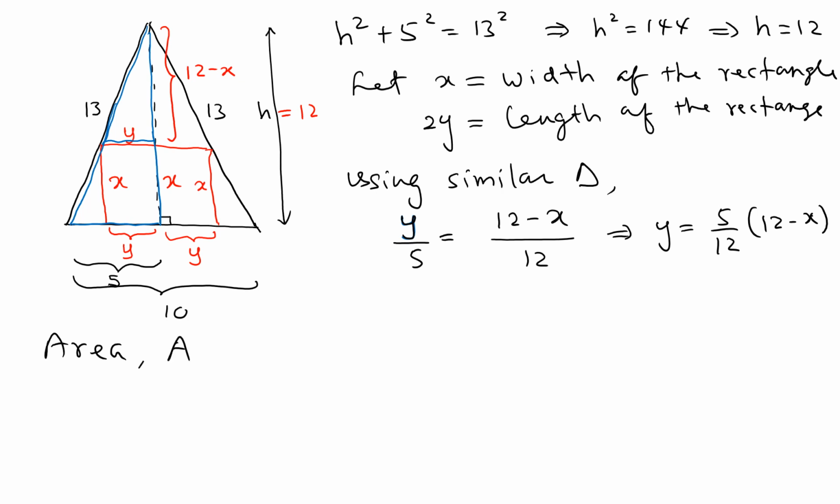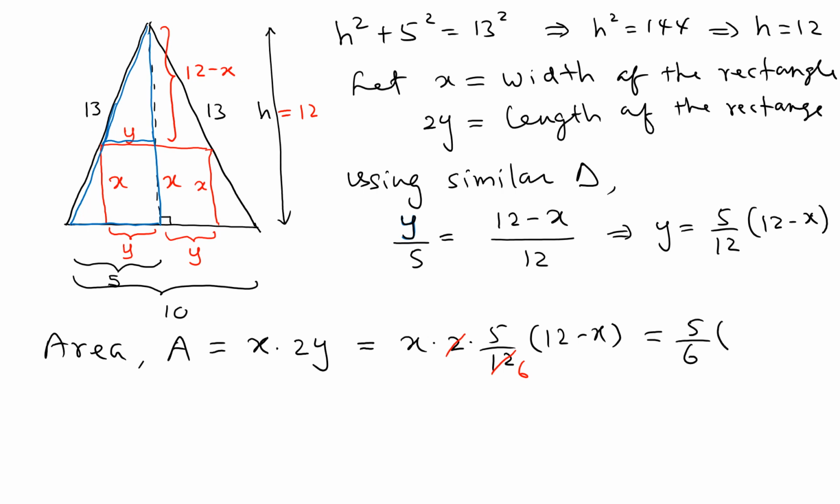we're going to say A in this case would be x times 2y, not y, because the length is 2y. So if you plug in here, you can see x times 2 times y is 5 over 12 times (12 minus x), and there is some simplification going on. You can cancel this with that, so you get a 6 here. So that means you're going to get 5 over 6, and then if you distribute, you're going to get 12x minus x squared. So that's the function you get.